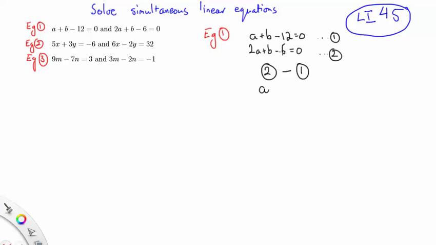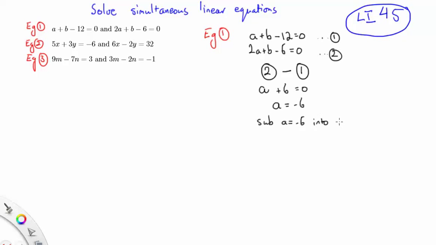Negative 6 minus negative 12, so watch out, it's negative 6 minus negative 12 is going to be plus 6, and 0 minus 0 is 0. So then we get a equals negative 6. Now you have to say something like this: sub a equals negative 6 into, and you can choose an equation here. It's up to you. You can do 1 or 2. It's going to work out the same. It'll give you the same answer. Let's do 1 because it looks easier.